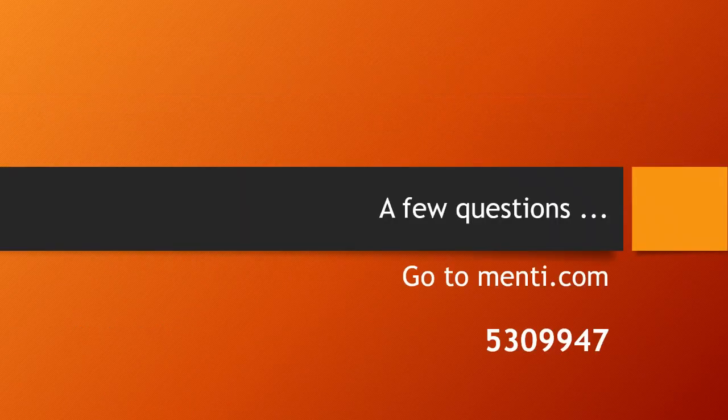Before we start, I would like you to go to menti.com on your browser. We're going to ask you a few questions. When you go to menti.com, it will ask you for a code. The code is 5309947. Let me repeat. The website is menti.com and the code is 5309947.